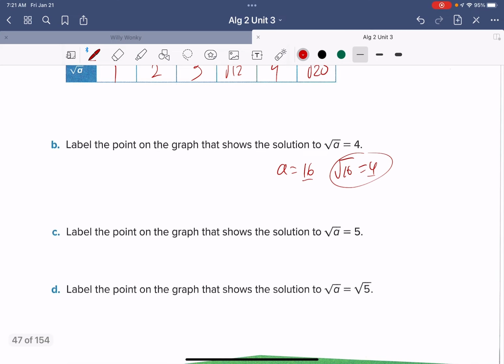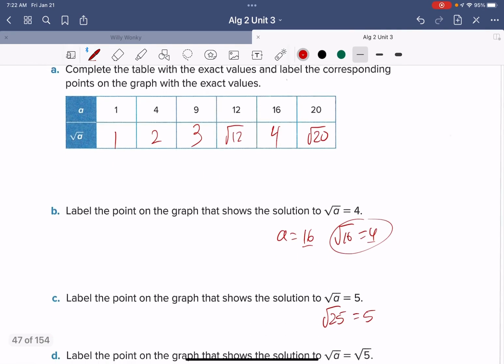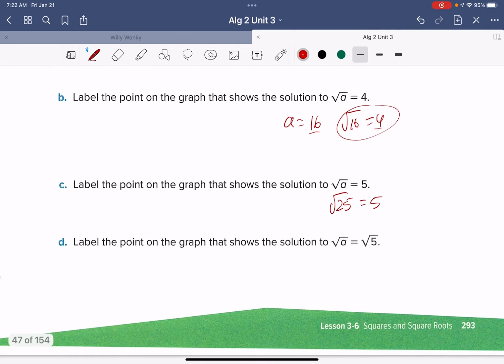Square root of what is 5? Okay, square root of 25, right, is 5. So I can label that. Go over 25 and up 5 would be right there. So that'd be 25 comma 5. So there's just one answer to these, one thing that comes out. And then the way that this works would be a is 5 to make that match. Okay.